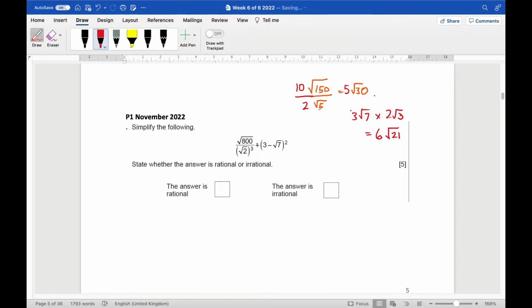So take each term separately. Because these are separated by a plus, we look at the first bit first, then the second bit. So the first bit is the square root of 800 divided by the square root of 2 cubed. And I'm actually going to write that.